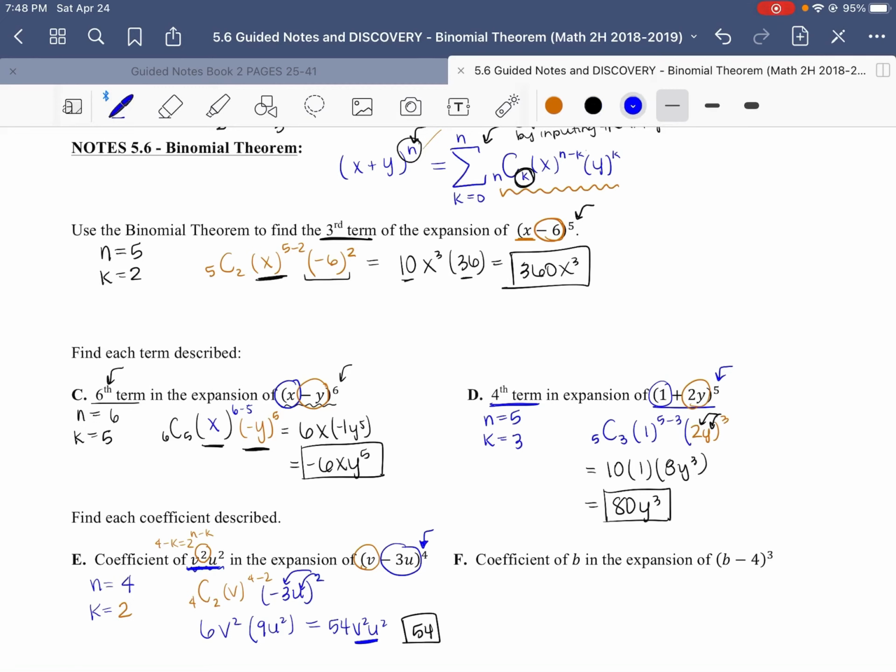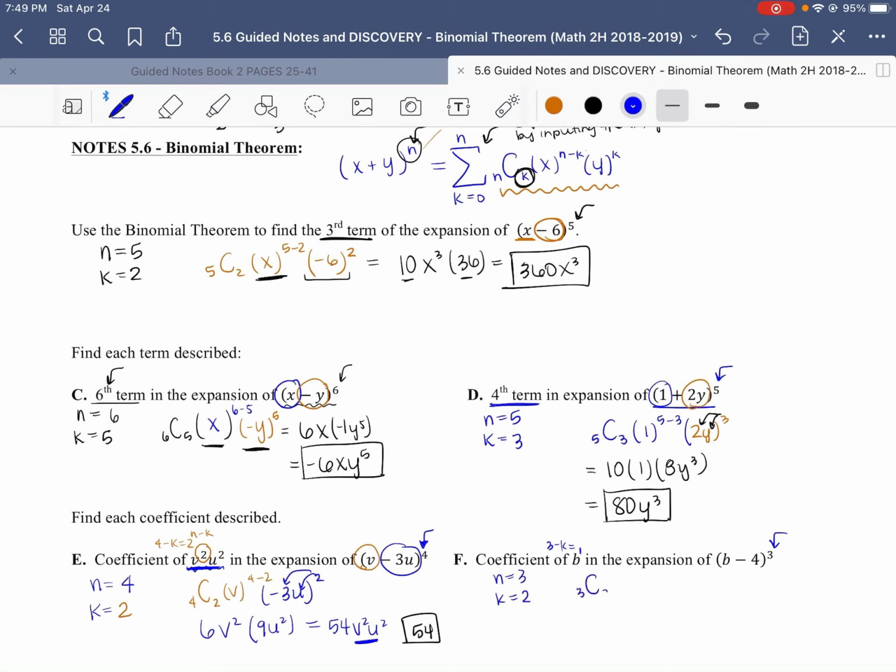Okay, I'm going to do one more of those just real quick as practice. So coefficient of b in the expansion of b minus 4 to the third, so that's like b to the first right there, right? So again, if we look at this, n is equal to 3. And then we think about, okay, well, I apologize. So we say n minus k should equal this exponent. So 3 minus k equal to 1. That means that k is equal to 2.